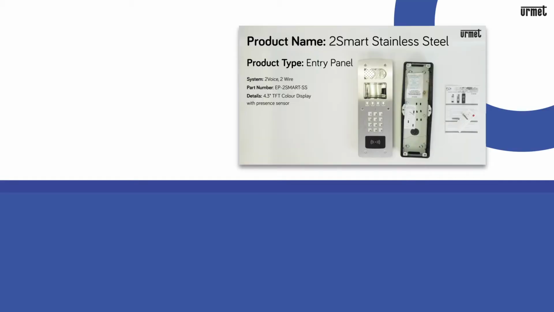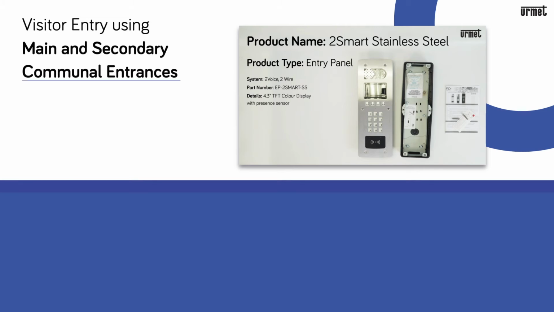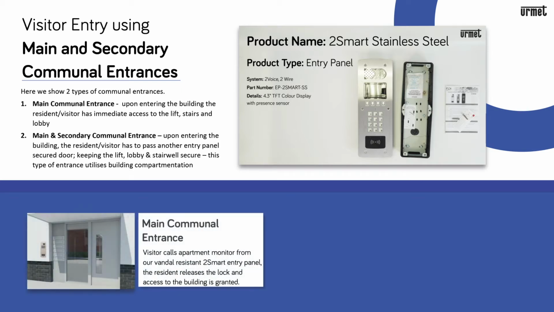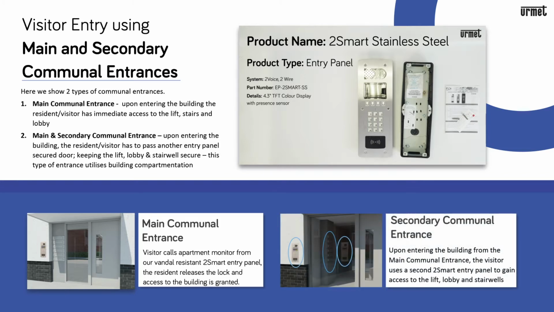A door entry system is a visitor system that is able to call a dwelling served from a communal entrance. Here we show two types of communal entrances. 1. A single main entrance, which upon entering the building provides immediate access to the lift, stairs and lobby. 2. A main and a further secondary entrance, protecting access to the lift, stairs and lobby. This type of entrance can be utilised by postmen, allowing access to the building to deliver the post whilst keeping the rest of the building secure.